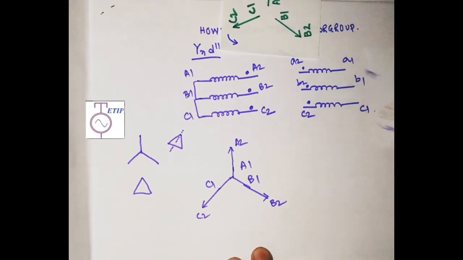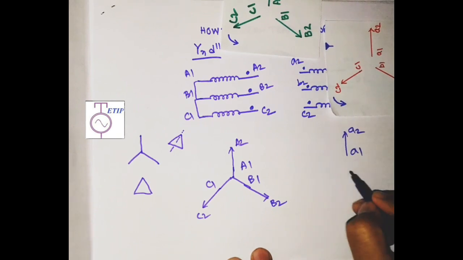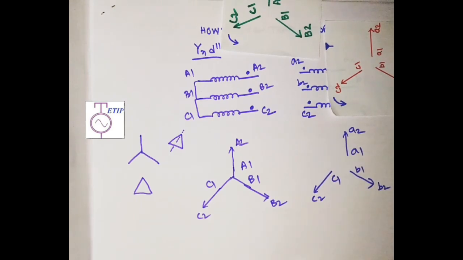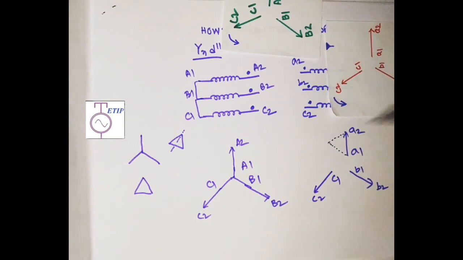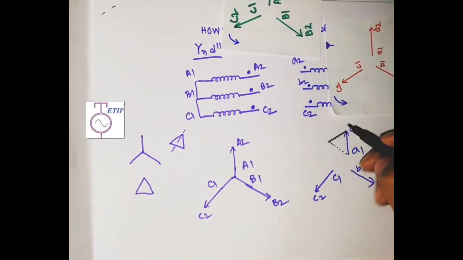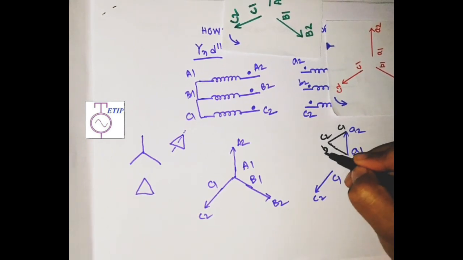In the delta winding, I have A2, A1, B2, B1, C2, C1. So now I have to make this vector diagram. I need an arm here and an arm here. This vector will replace this, so replace it by C1, C2, and this vector will replace this, so replace it by B2, B1.